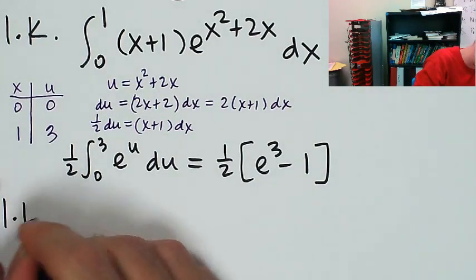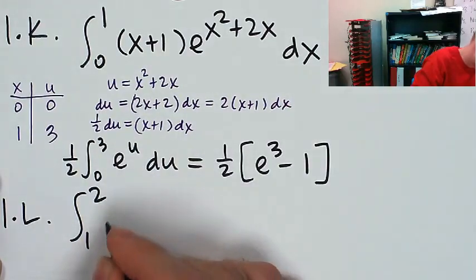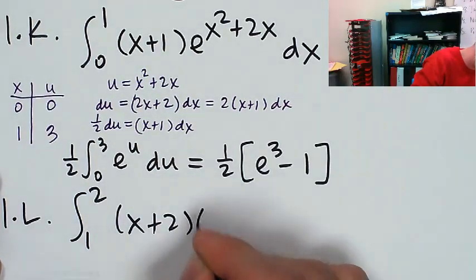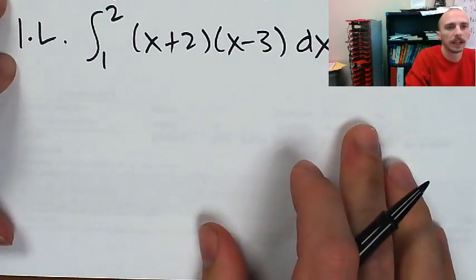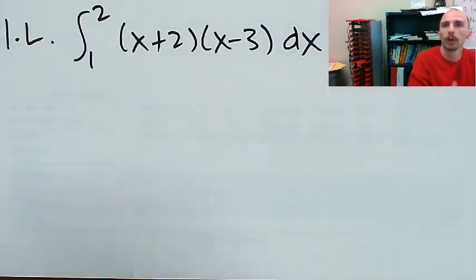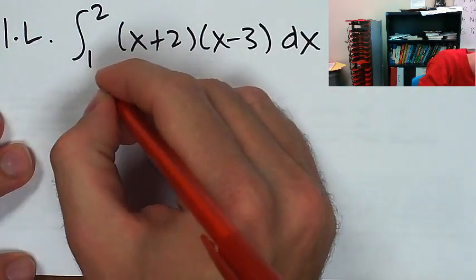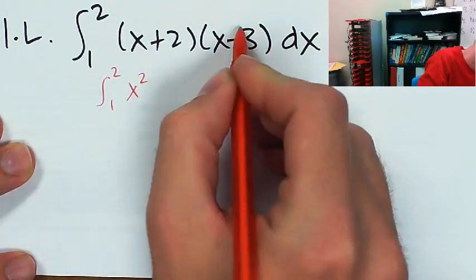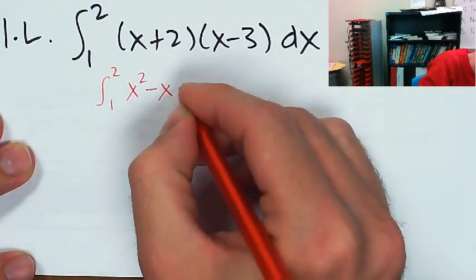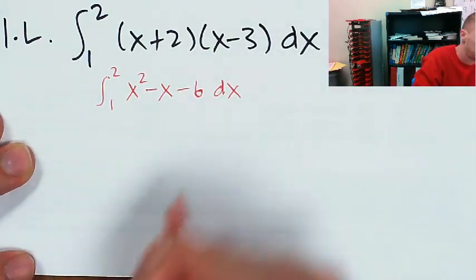L is the integral from 1 to 2 of x plus 2 times x minus 3 dx. It's again a case of algebra and algebra together. We're going to hit this with algebra. We're just going to distribute, right? So this is the integral from 1 to 2 of x squared plus 2x minus 3x, which is minus x, minus 6 dx.